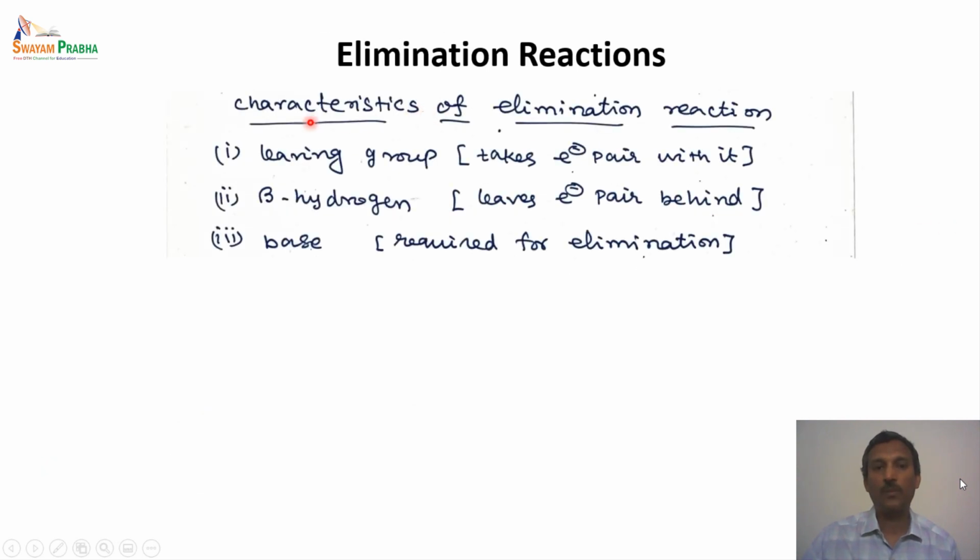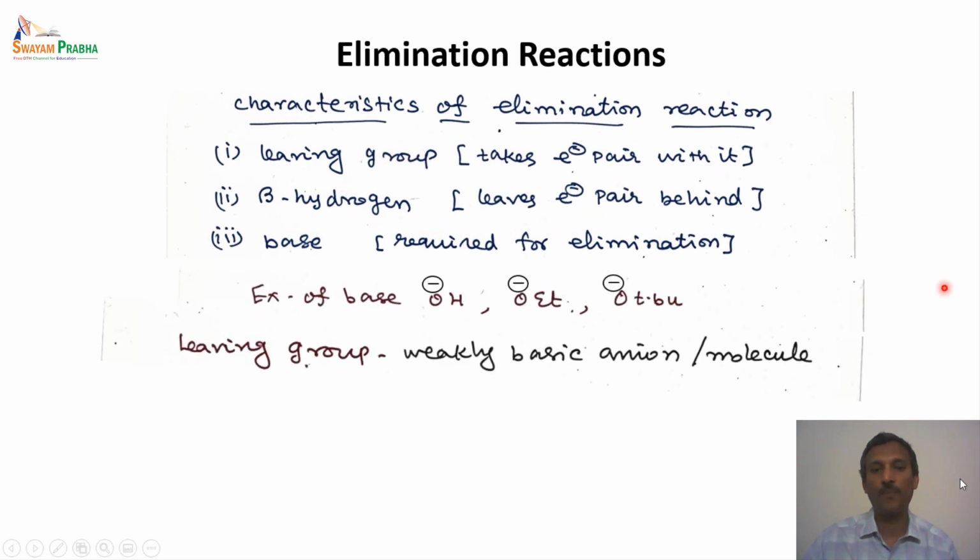So let us look at some of the characteristics of elimination reactions. We have a leaving group. This actually takes the electrons along with it. And we have a beta hydrogen, which is basically abstracted as a proton by the base. So that leaves its electron pair behind. And we have a base which is required for the elimination. So the base will abstract a proton, followed by the leaving group. All the three are essential for the elimination reaction.